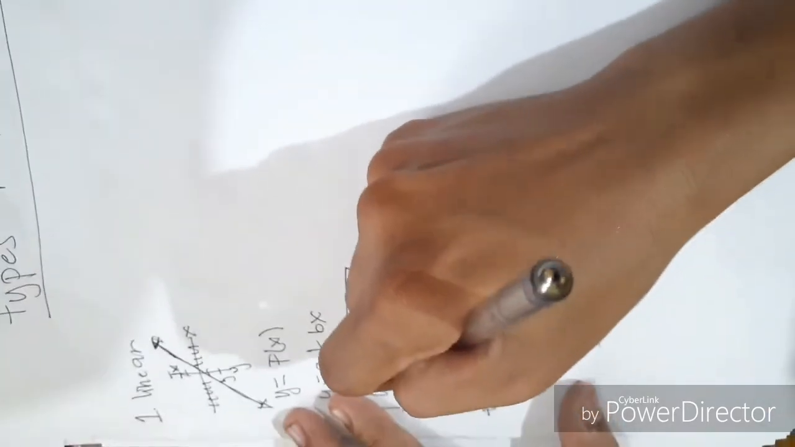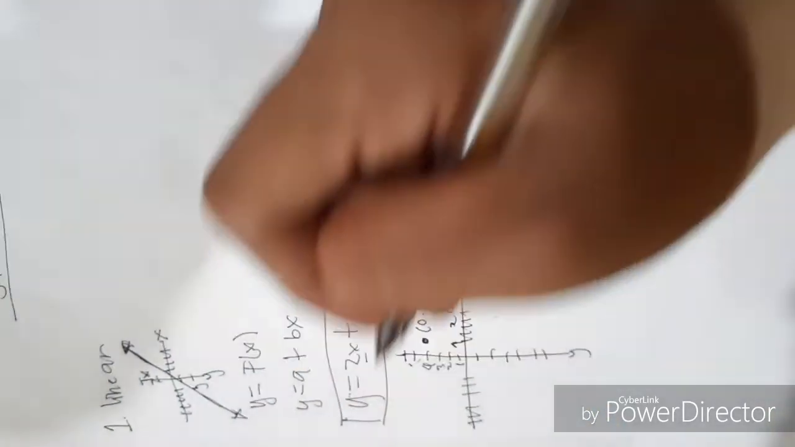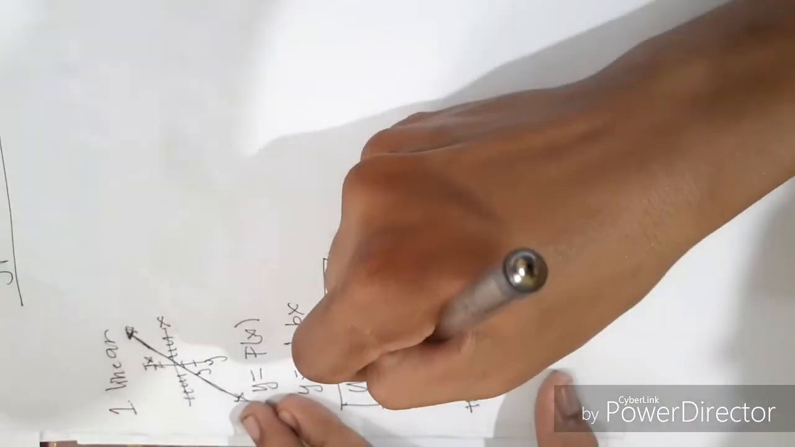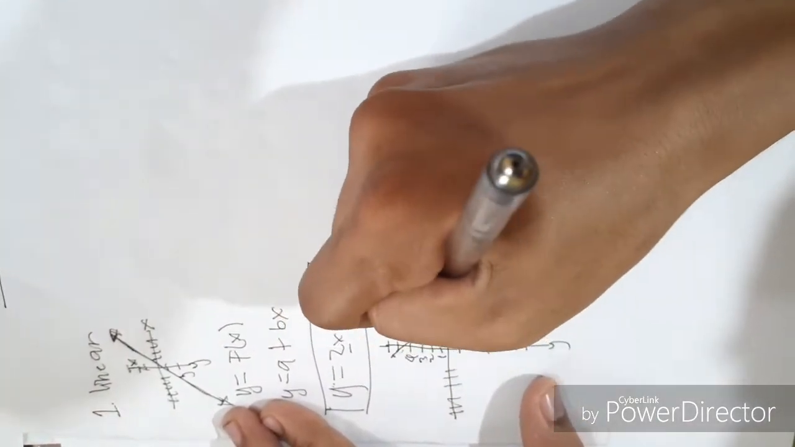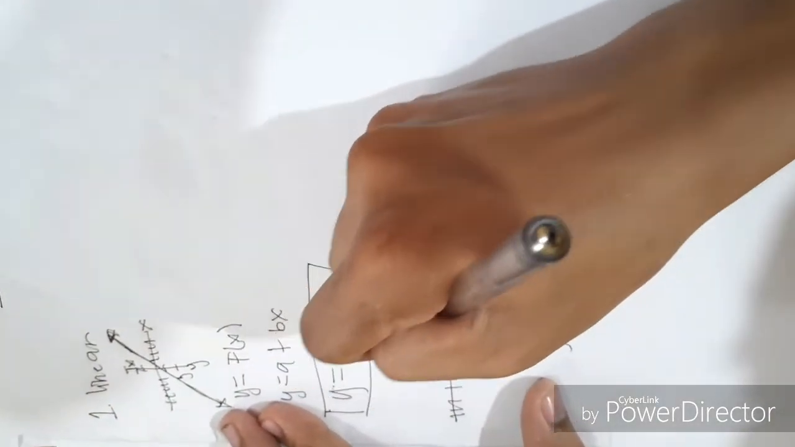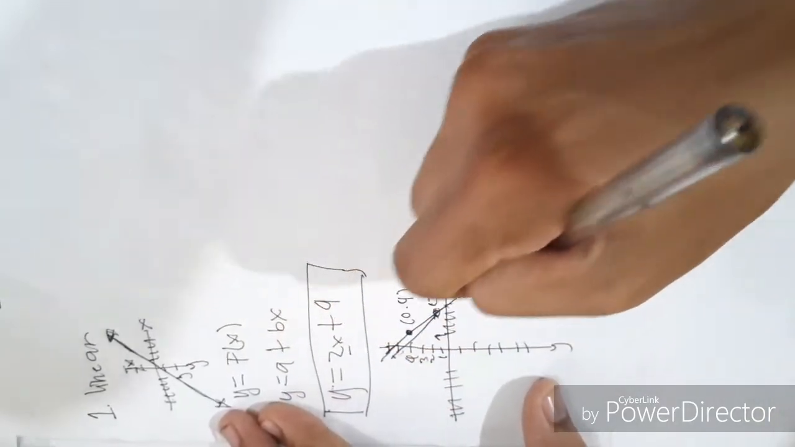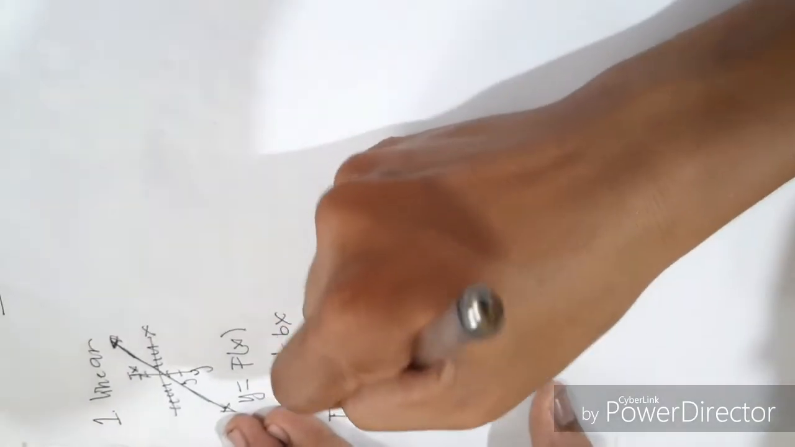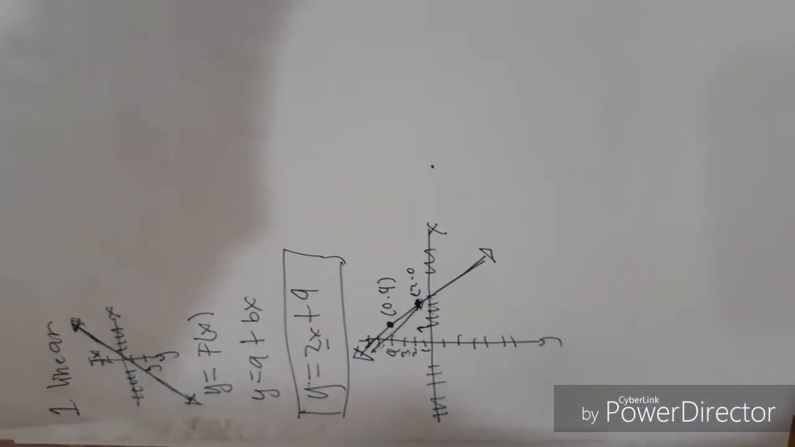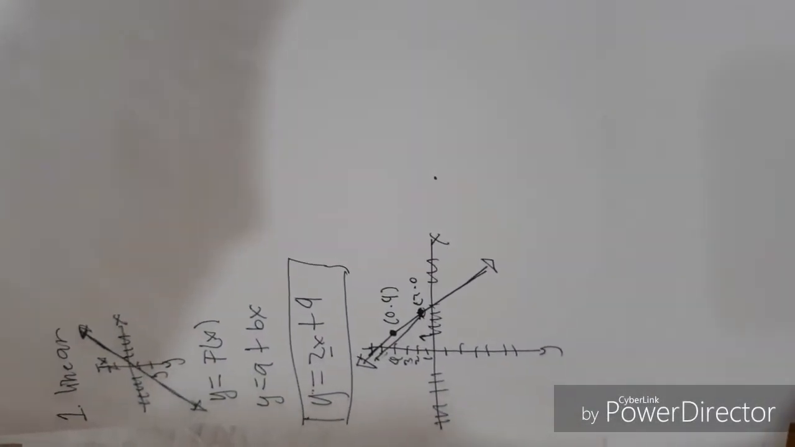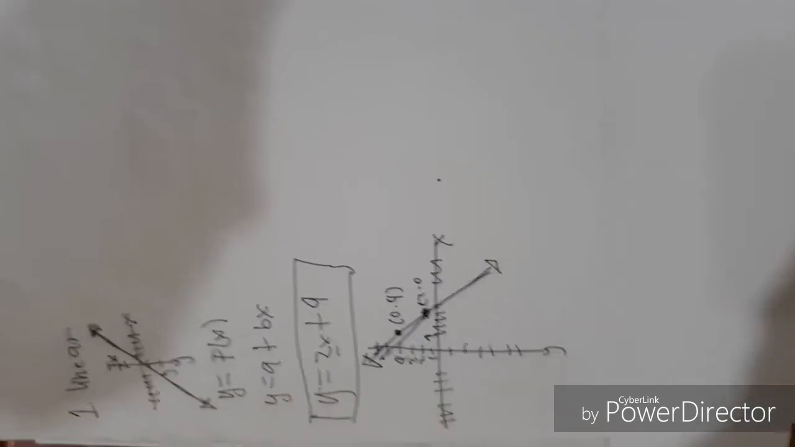So we make a straight line. Remember, the linear is a straight line, an extended straight line. That is the linear: a straight line in the graph and two variables.